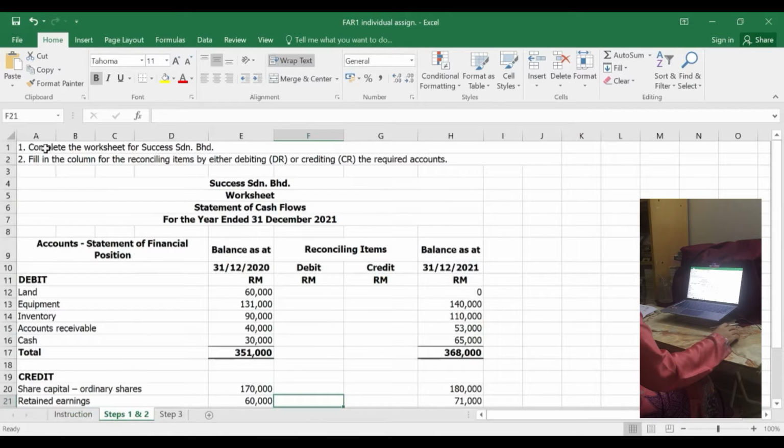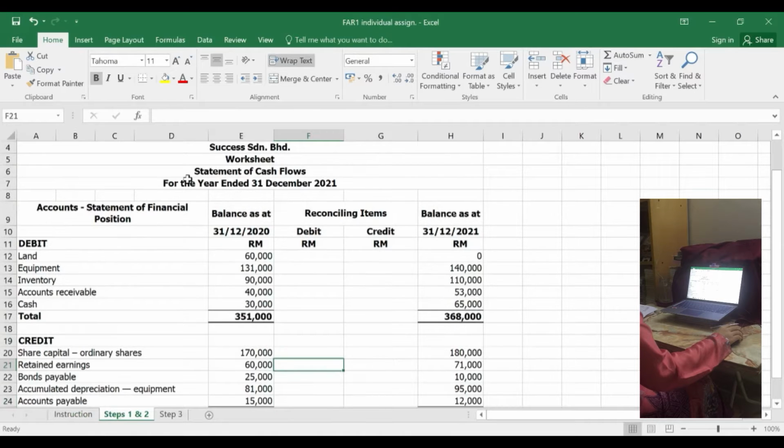To complete the statement of cash flow, first we have to fill in the column for the reconciling item by either debiting or crediting the required accounts. From the worksheet, we can see that all the accounts is from statement of financial position and we are given two balances. One is on 31 December 2020 and another balance is on 31 December 2021.